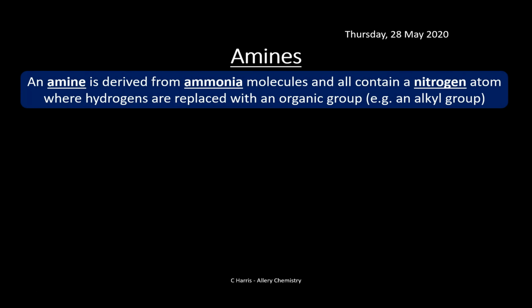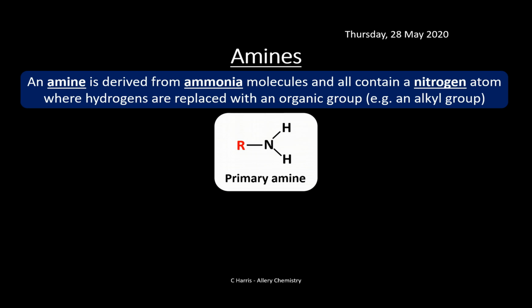So amines are derived from ammonia. They're derived from ammonia molecules, and they all contain a nitrogen atom, as you can see there, where hydrogens are replaced with an organic group. So, for example, it could be an alkyl group. So let's have a look. A primary amine is this. We've got an alkyl group there, which is the red R, and then we've got NH2 at the end. So this is definitely a primary amine.